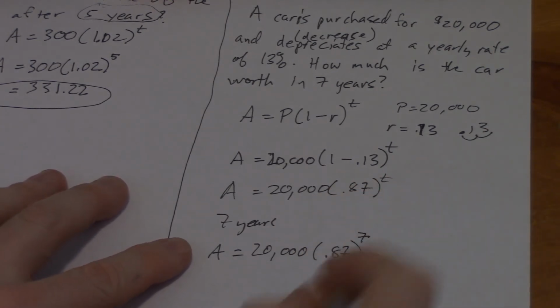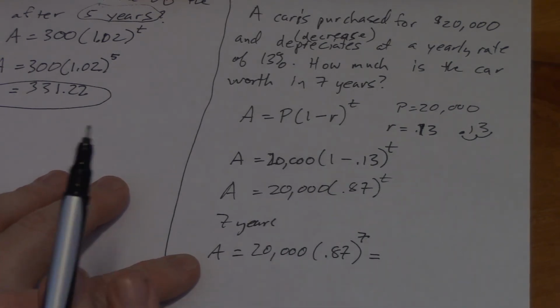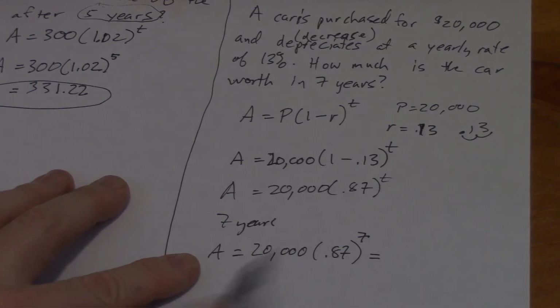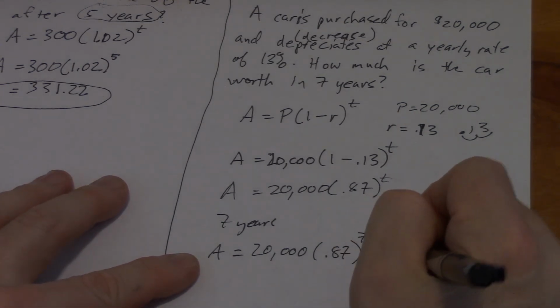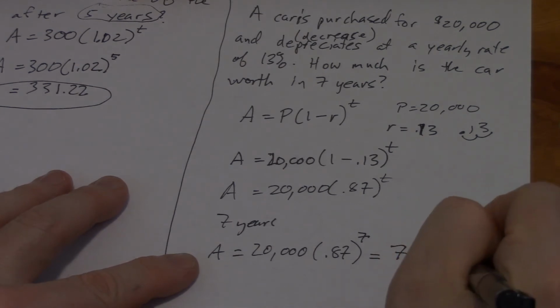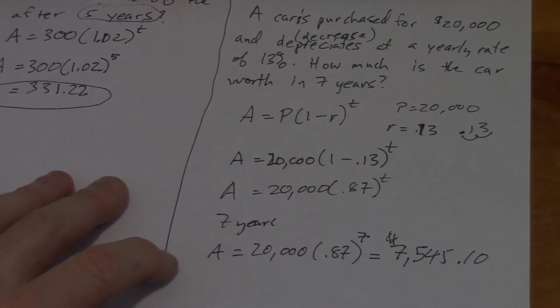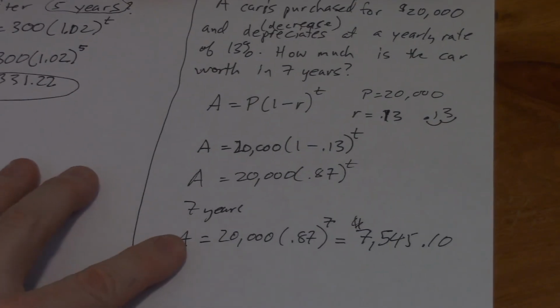Okay, so the idea is this is how much we're going to get for a trade-in on our car. So this is how much we can put down on the next car we want. Okay, so when I plugged all this in, I got $7,545.10. I'm sure they wouldn't care about the 10 cents. So there you go. And that is percent increase and percent decrease.